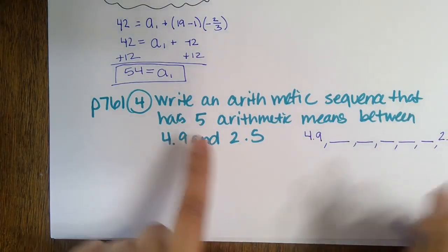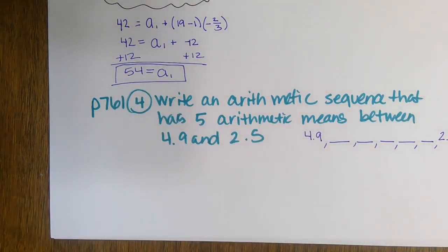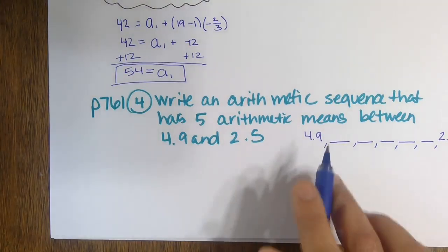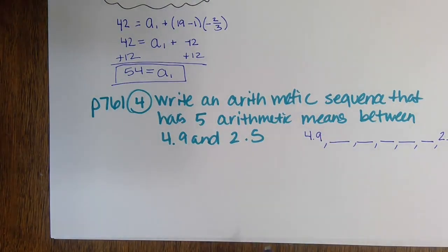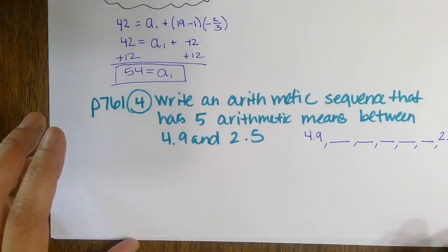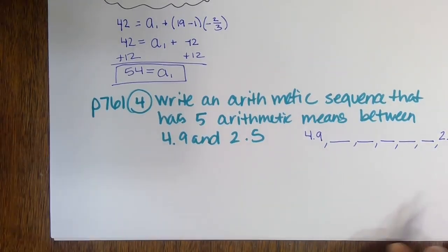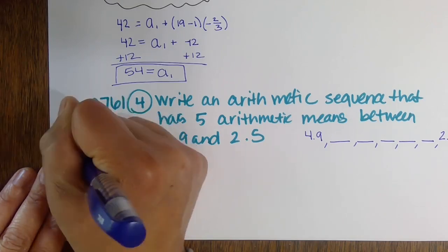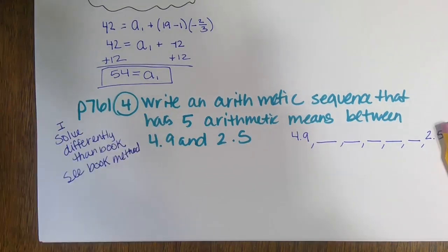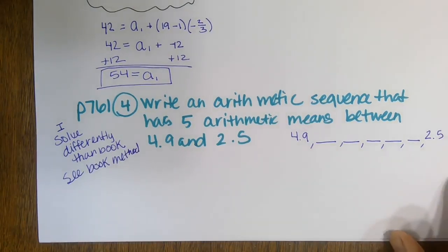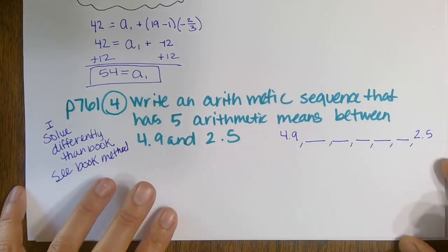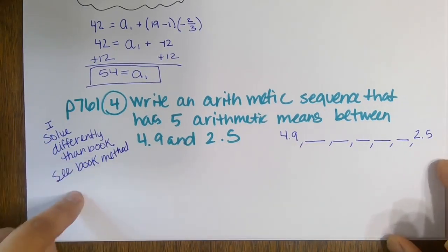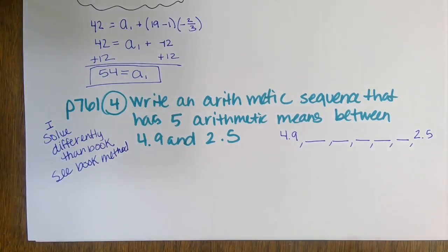How do you write a formula for that? Is what they want to know. Or actually, complete that table. So write this one down and then look at the way your book does it. And I actually solve it differently than the book. Also look at the way the book solves it because you might like one way or another.